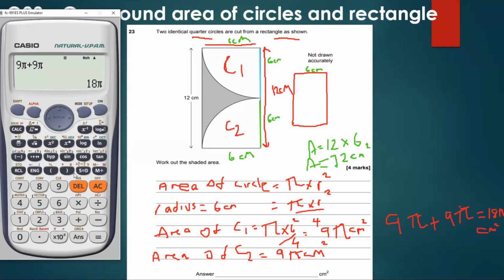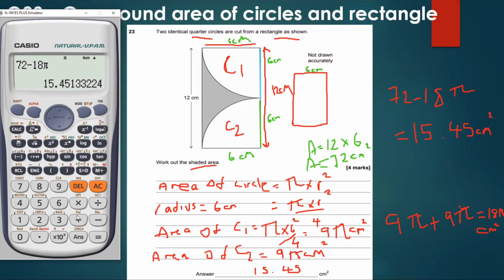Now, our last step, guys, is to do 72 subtract 18 pi, because that is going to give us the shaded area. So doing this on our calculator, 72 subtract 18 pi is going to give us an answer of 15.45 centimeters squared to 2 decimal places, because the 5 on our calculator rounds the number down. So it's 15.45 centimeters squared, guys, for the area of the shaded region. So that's my answer for that.